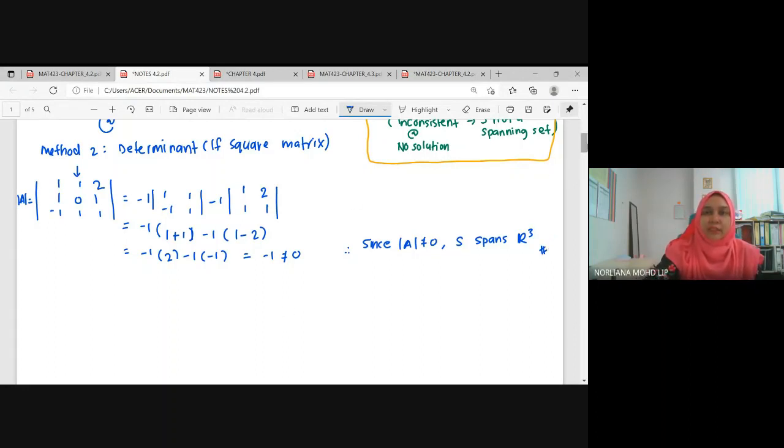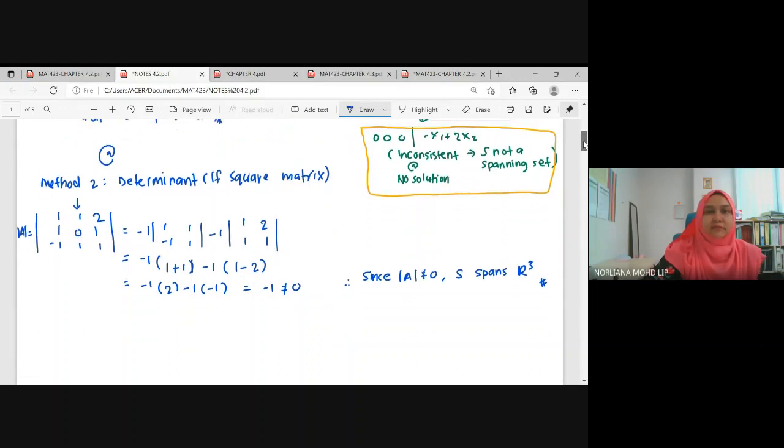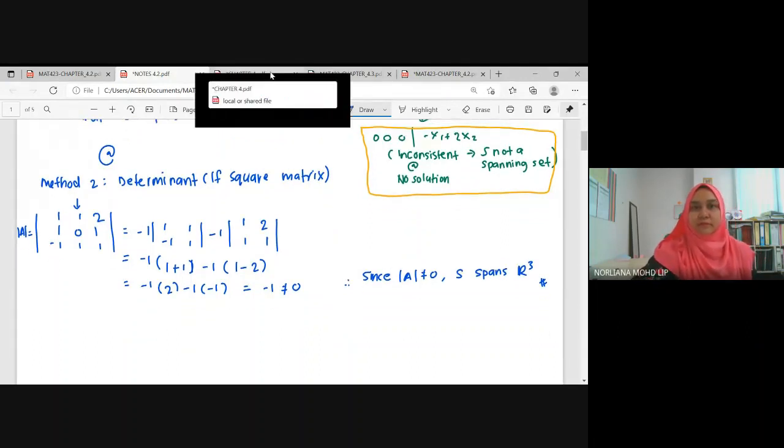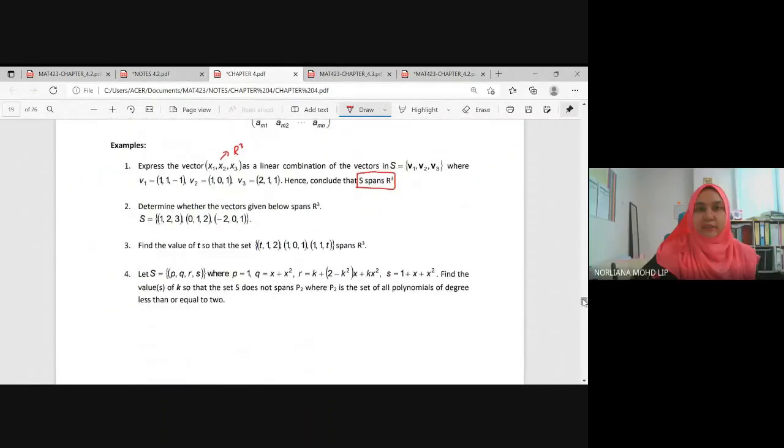Second method you boleh gunakan determinant. Okay, syarat dia kalau coefficient matrix dia equal to square matrix. Okay, ada soalan tak? Tak ada, madam. Tak ada. Okay, contoh number 2. Number 2 ni pun kita boleh gunakan determinant, sebab dapat square matrix kan kat sini. Okay, ni cuba buat.